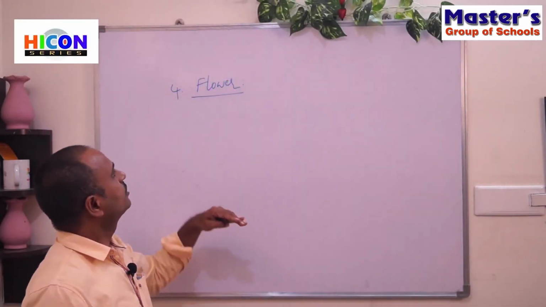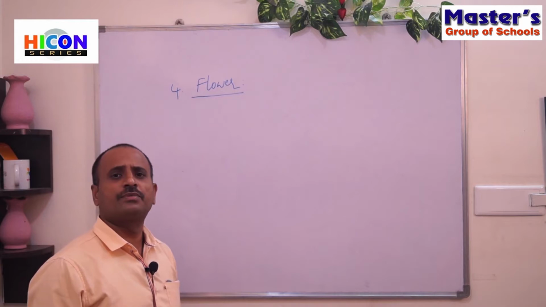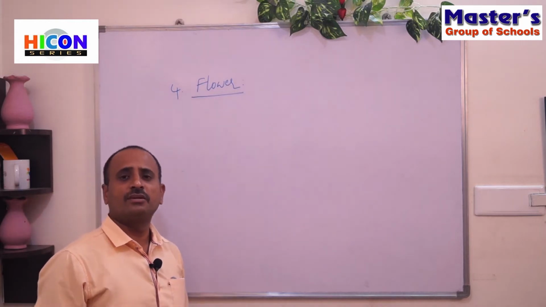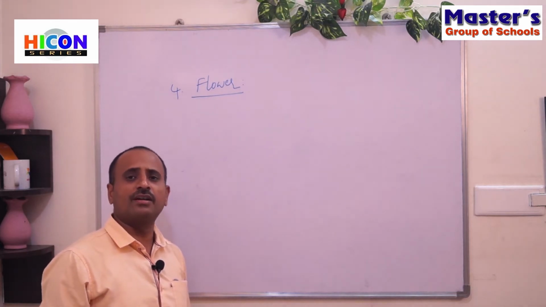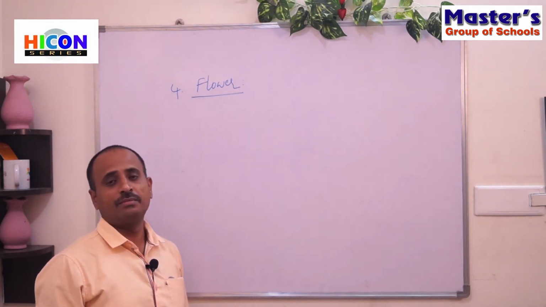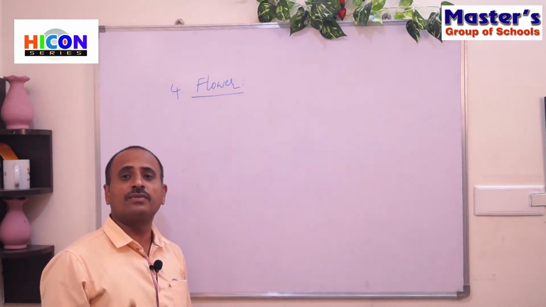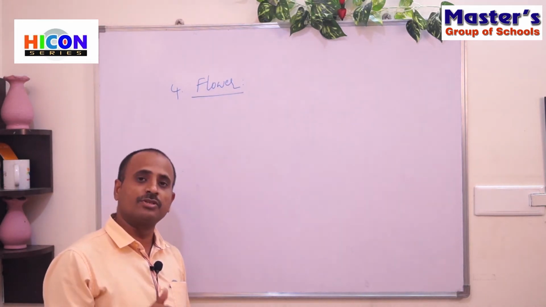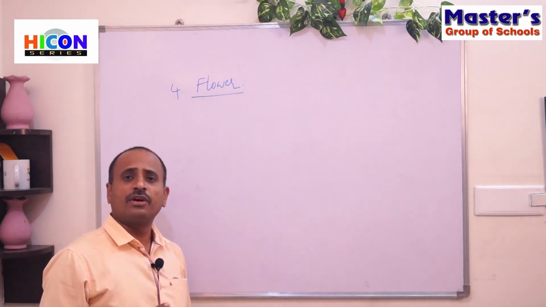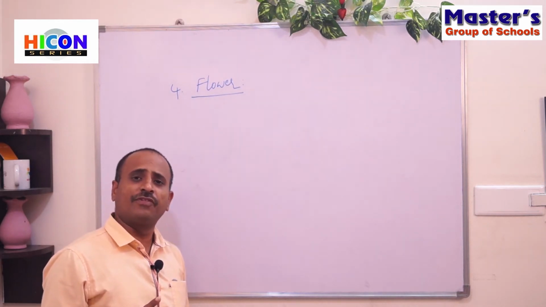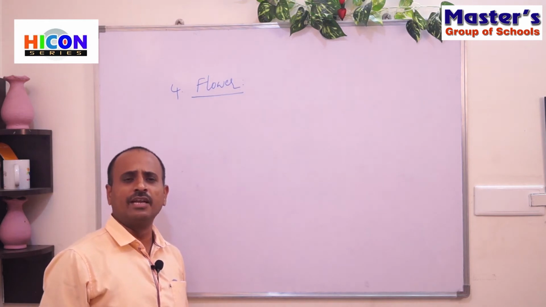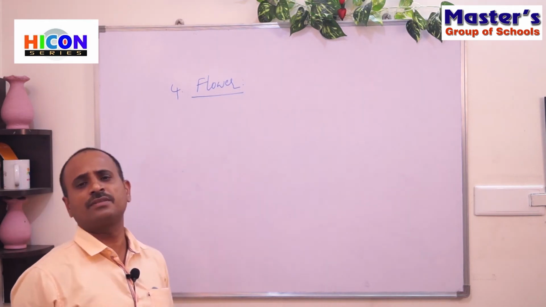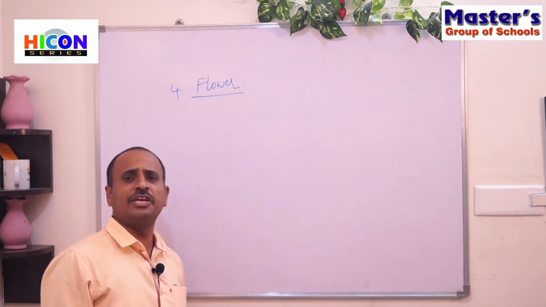So children, the next part is different types of flowers in our daily life. Some flowers are big and some flowers are small, and there are different colors of flowers also. But some plants produce flowers and some plants do not produce flowers. If you observe different flowers, they are different in their size, color and shape. Daily we will observe different types of flowers which are different in their size, shape and color.